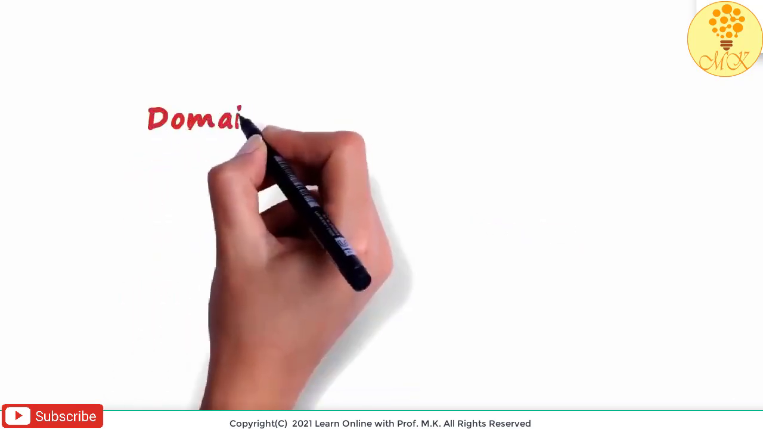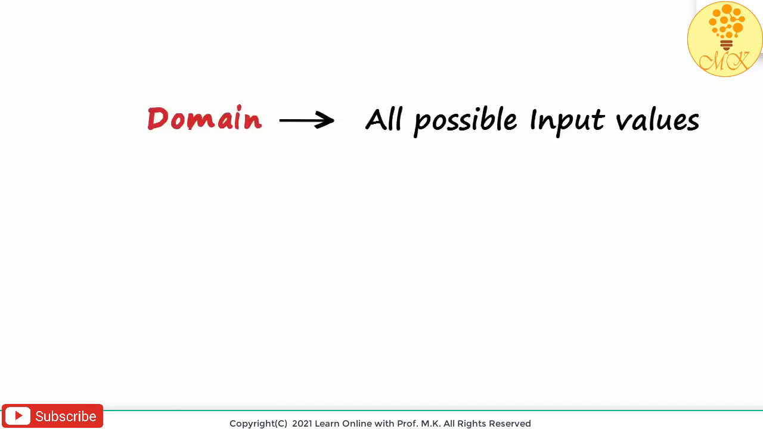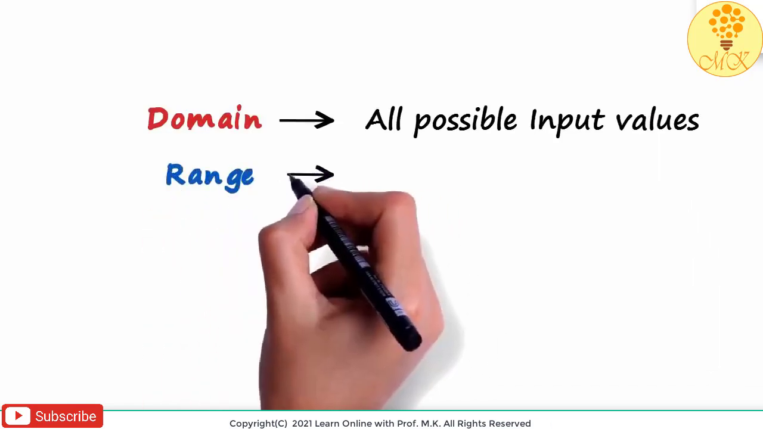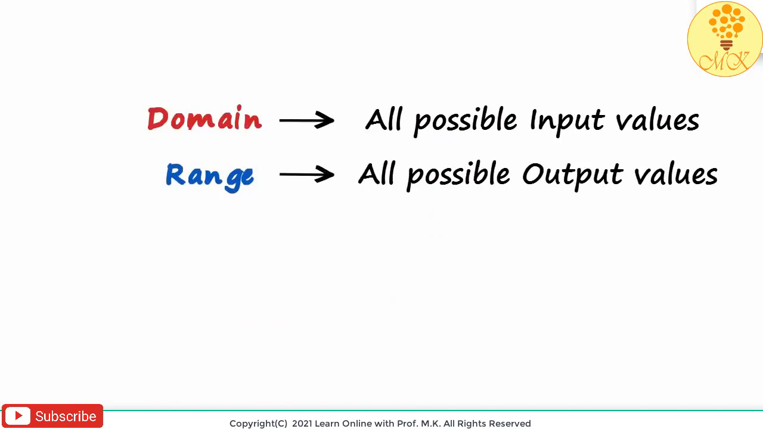Domain and range are by far the most important concepts in functions, and there is a very high likelihood that you would see a question based on them. What is a domain? In simple words, the domain of a function is a set of all possible input values. And what is the range of a function? The range is a set of all possible output values.